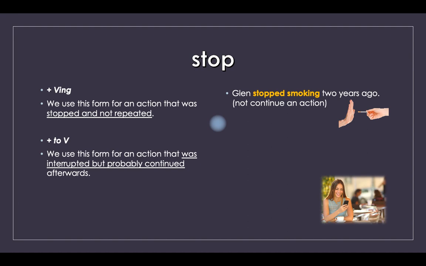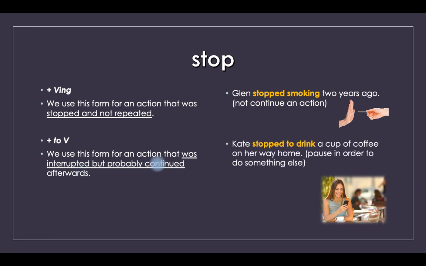When we use it with the infinitive form, we use it for an action that was interrupted but probably continued afterwards. We don't know that for sure. Kate stopped to drink a cup of coffee on her way home. Kahve içmek için eve giderken durdu. She stopped and she drank her coffee and then she continued going home.